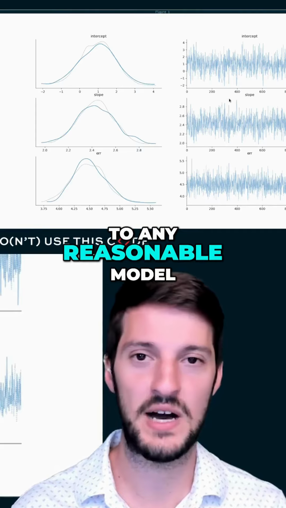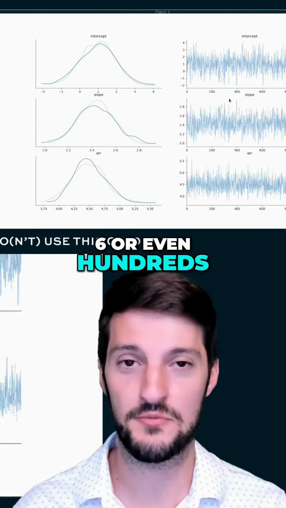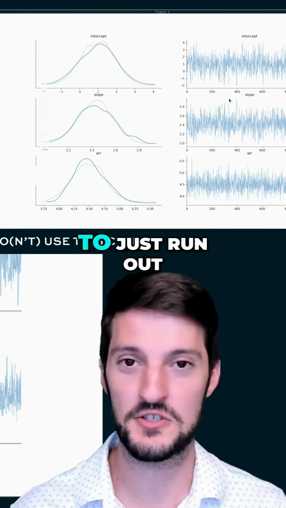But when we get to any reasonable model that has 4, 5, 6, or even hundreds of parameters, it's going to be impossible because we're going to just run out of memory.